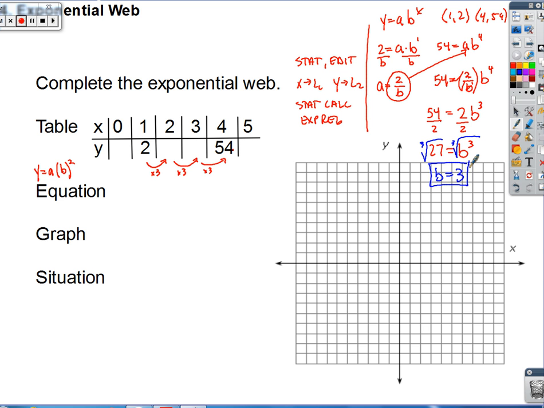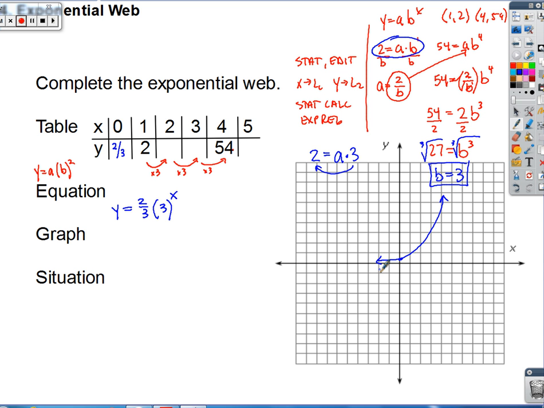Once I know that b is 3, I can plug that back into one of my originals. So I have a times 3 equals 2. So I need to go backwards, divide by 3. So I get 2/3 as my a value. So the equation ends up being y equals 2/3 times 3 to the x power. The graph would look something like this, a rough sketch.